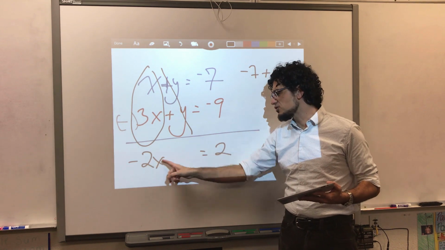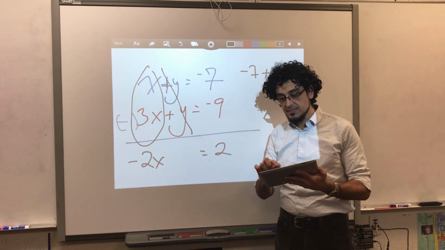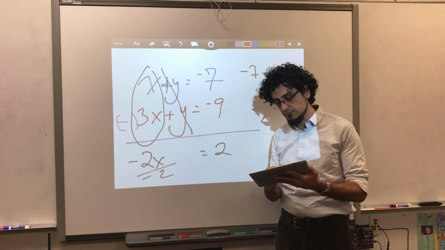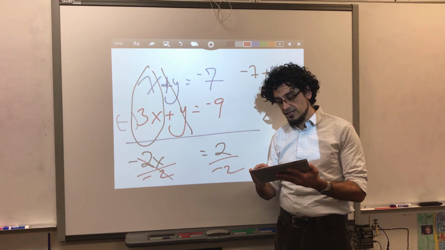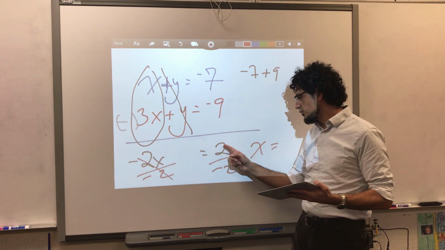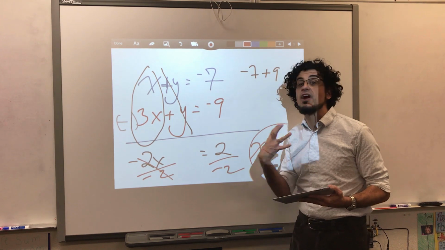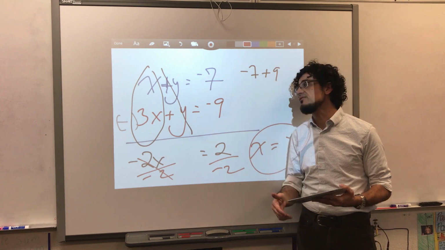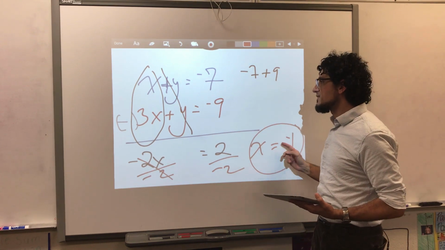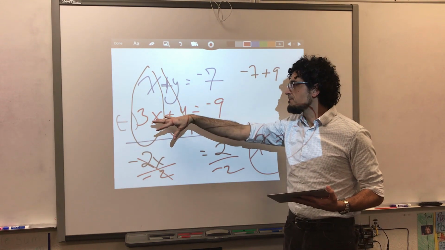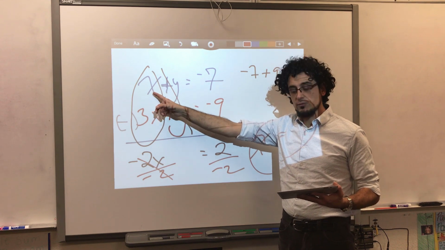So what I'm looking at is negative 2x is equal to 2. To isolate, I'm going to divide by negative 2. Cancels out, and I end up with x is equal to 2 divided by negative 2 is negative 1. So I have a negative 1 value for x. Now I can plug in this value of x into either of these equations. I'll go ahead and plug it into this one.